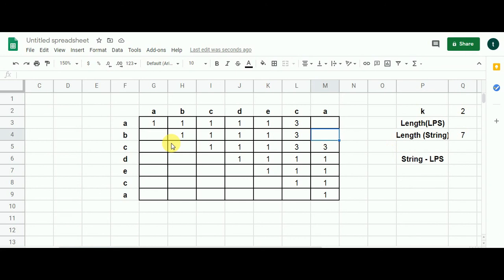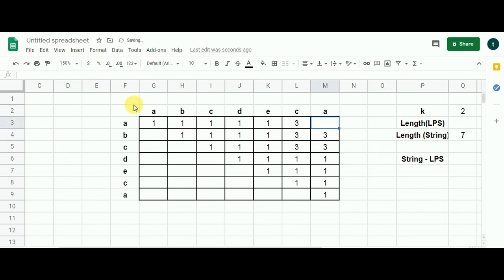Now over here we have the subproblem changed to BCDECA. So it is going to be the maximum of BCDEC and CDECA. BCDEC is 3 and CDECA is also 3. So we are going to get 3 over here.